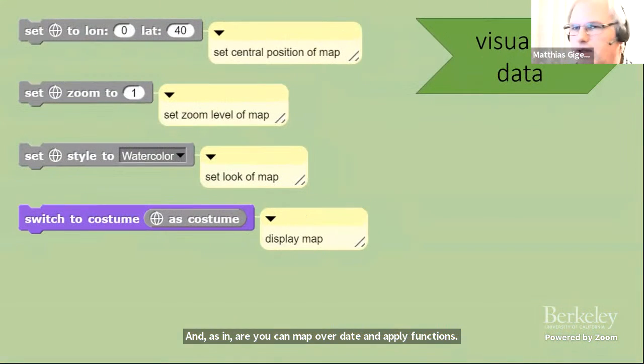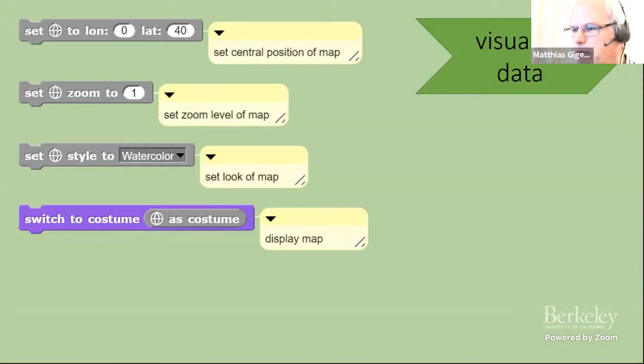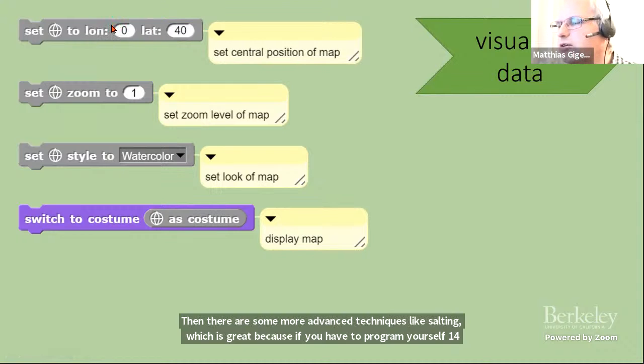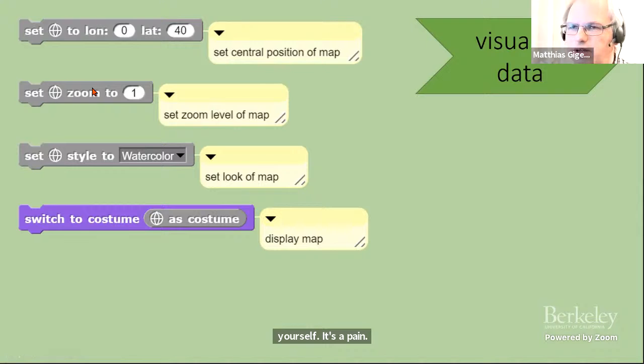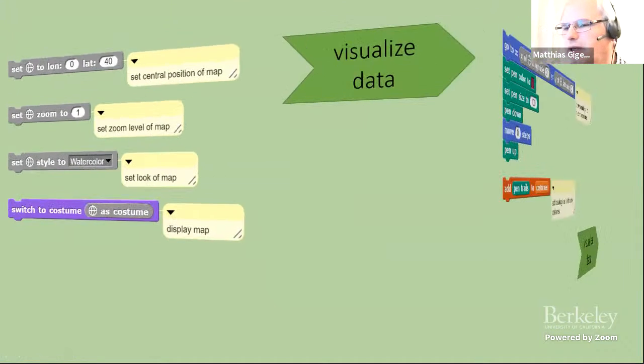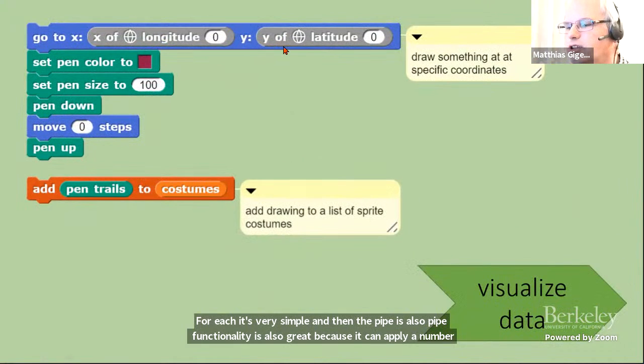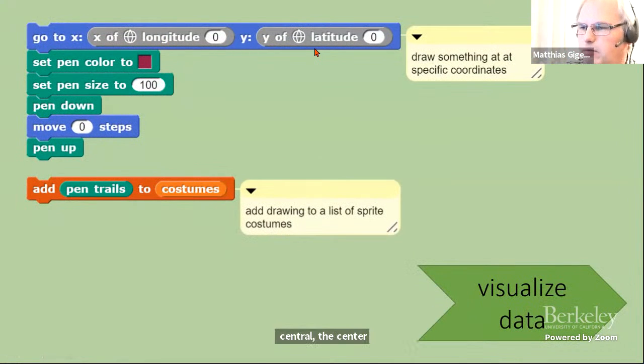Then you've got the visualization part on a map, which is basically 4 steps. You set up the center of your map, you set the zoom level, so the whole world, or maybe a country, or even a city, or a street neighborhood. You can use the style, and then you just switch to that costume. It will display your map. And with longitude and latitude blocks, you can just go to this place.